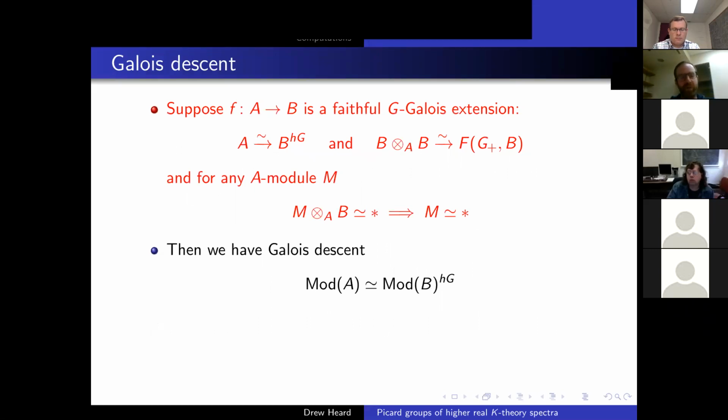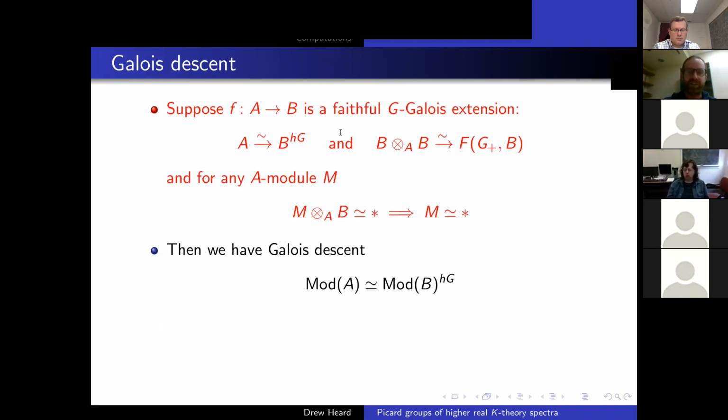All right, so the way we approach this calculation is via Galois theory. Let me just quickly say something about that. This is Rognes's version of Galois theory for ring spectra. Now A and B are ring spectra. G is acting on B in such a way that the canonical map from A to the homotopy fixed points of B is an equivalence. And also, G is a finite group here, and if I form the tensor product of B with itself over A, I just get G copies of B. So this is a Galois extension.